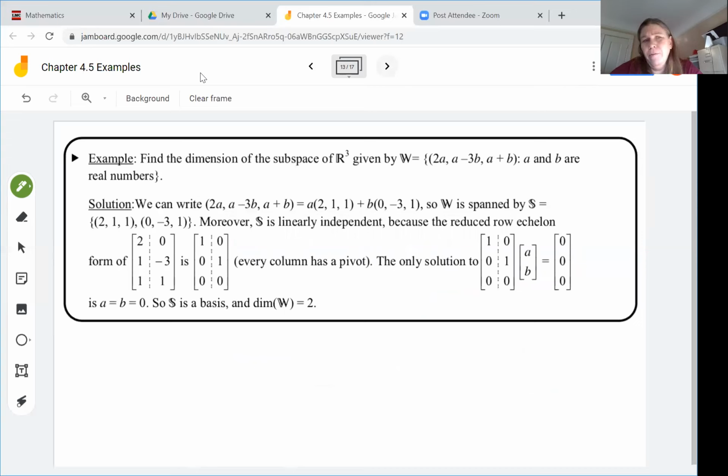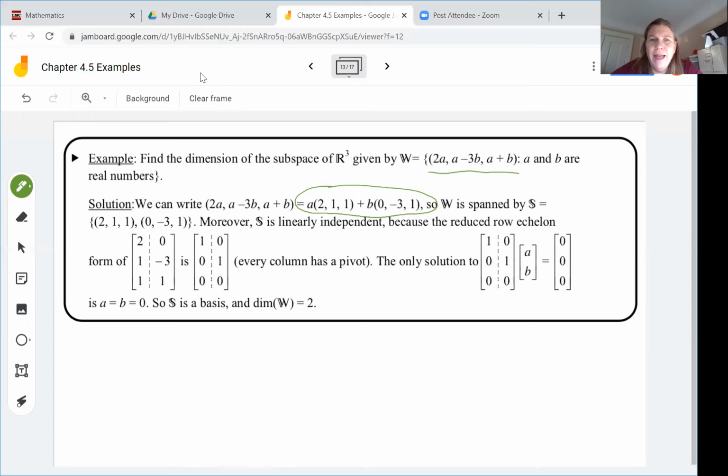All right, in this example, we are going to find the dimension of the subspace of R3 given by W, where W equals (2a, a minus 3b, a plus b), and a and b are real numbers. We're in R3, so we can factor the a's and b's out and rewrite this as a times (2, 1, 1) plus b times (0, -3, 1). So W is spanned by S, where S is the set of vectors (2, 1, 1) and (0, -3, 1).